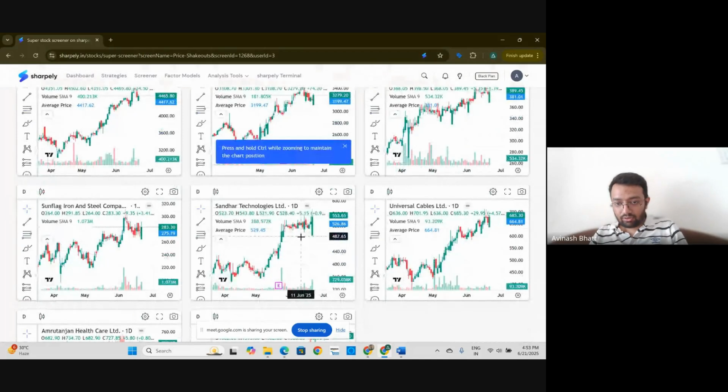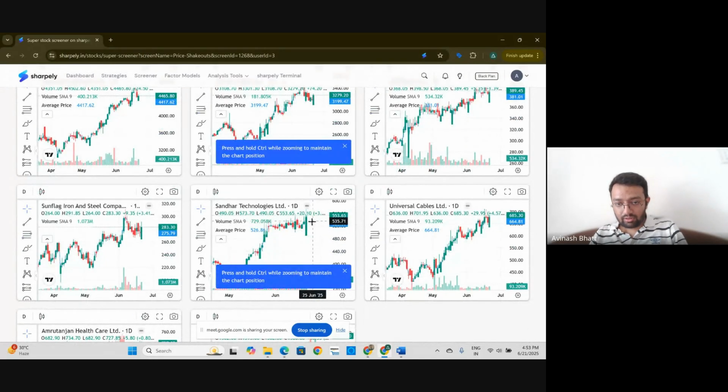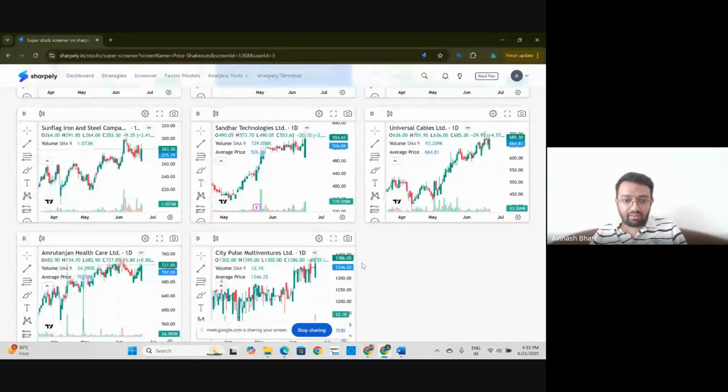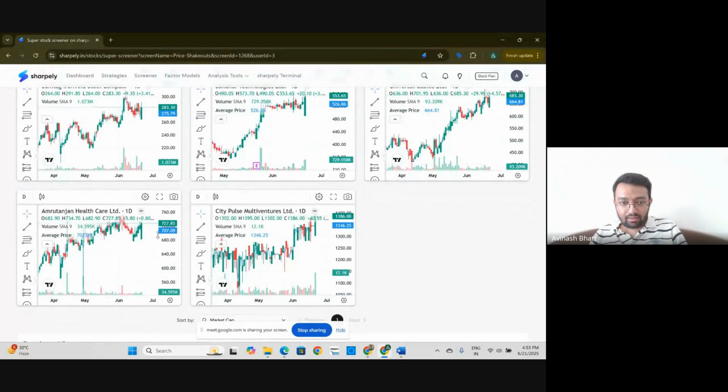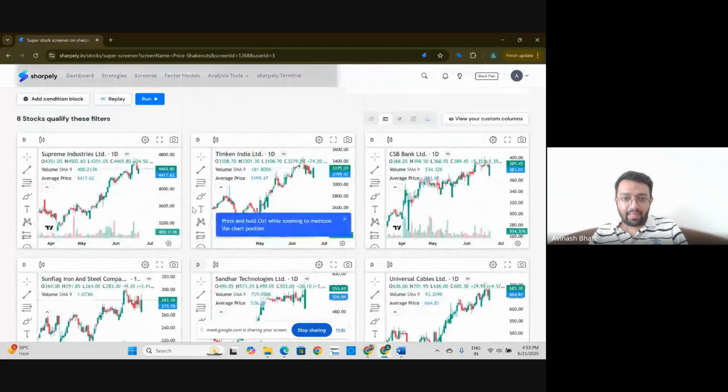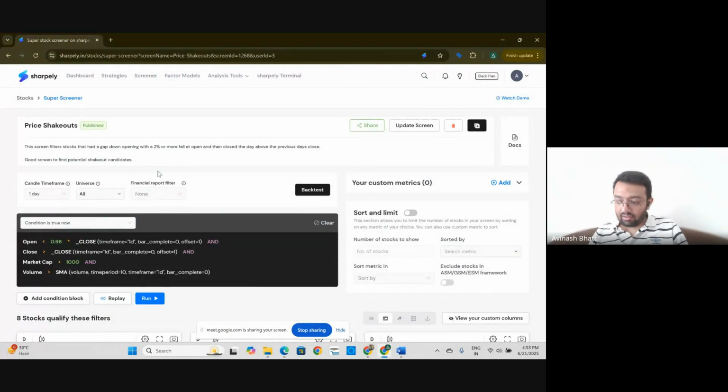Like Sandhar Technologies, a very decent looking chart. Consolidation was happening, here a gap down opening happened, and it recovered really well. So you can analyze this company in detail, or if you are just a technical analyst, you can have a testing position there. Then this is Amrut Anjanil again, a similar kind of price action is there. So this again is another example of a technical screen price checkout.